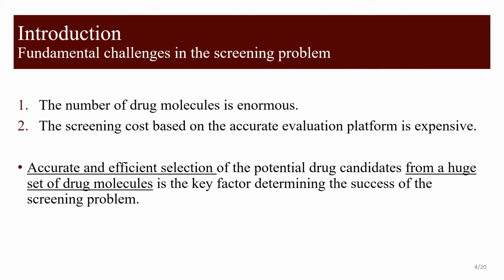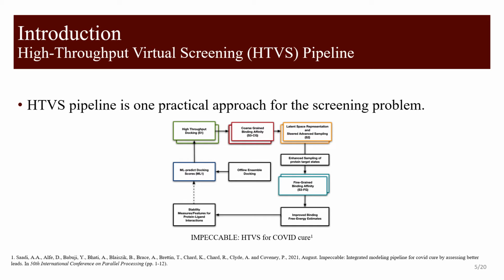In such a task, there are two fundamental challenges. Above all, the number of drug molecules is enormous. Second, accurate evaluation of the molecules is fairly expensive in general. Therefore, accurate and efficient selection of the potential drug candidates from a huge set of drug molecules has been the key factor determining the success of the screening problem. As a result, the need for an efficient high-throughput screening pipeline arises frequently in various fields beyond drug discovery, including biology, chemistry, and materials science.